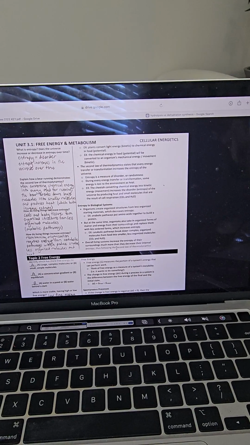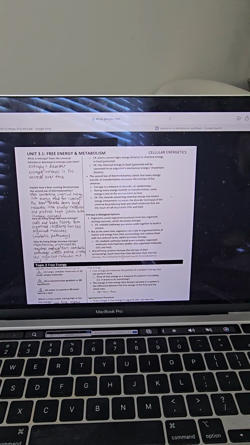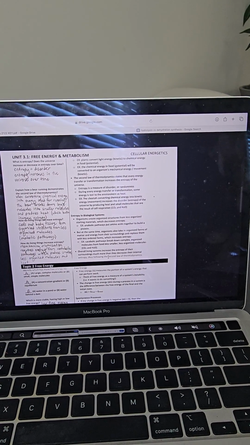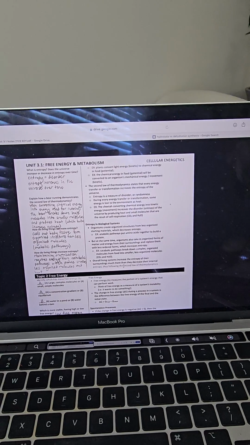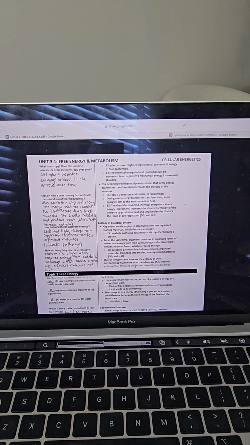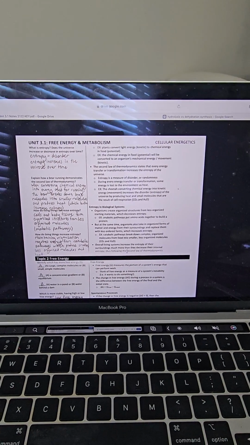How do living things increase entropy? You can think of it like they want less organization or more randomness. That's how it can increase entropy.